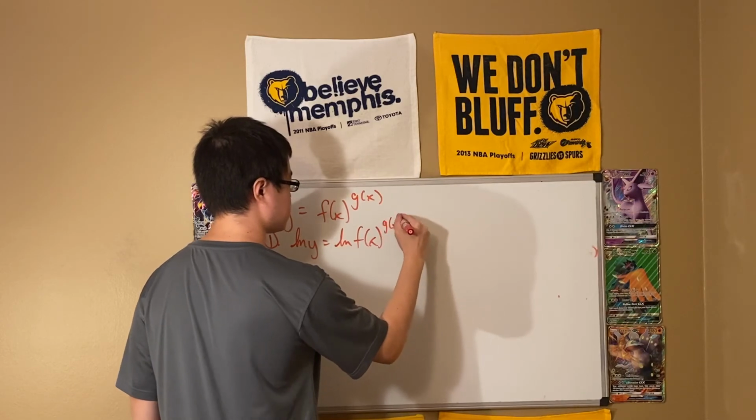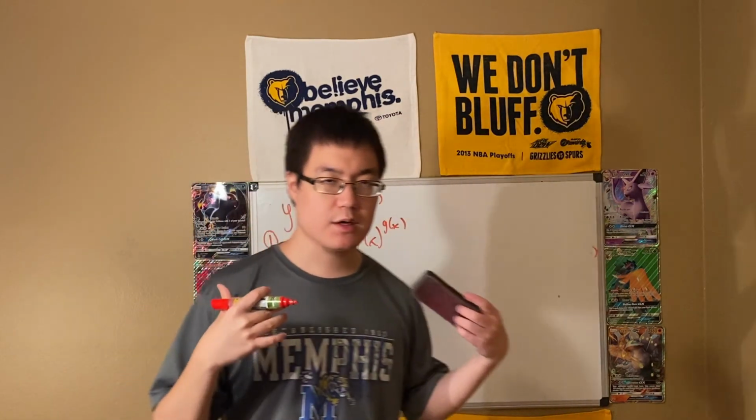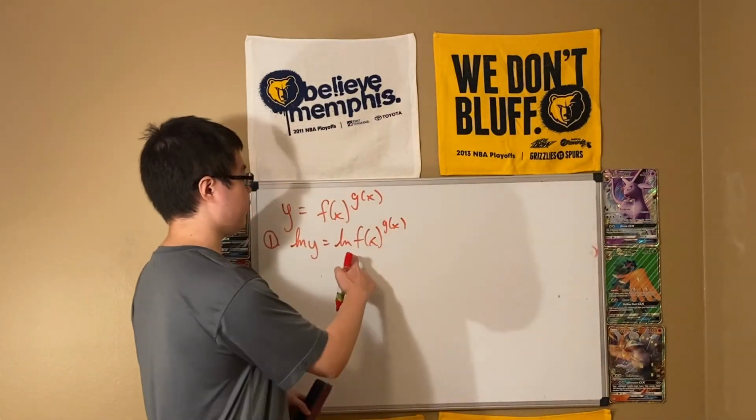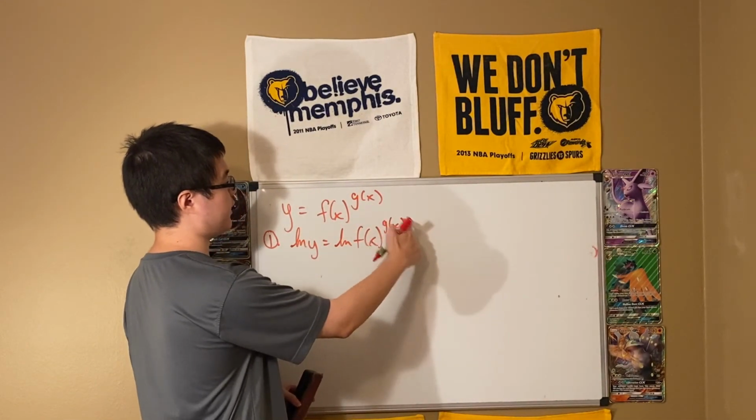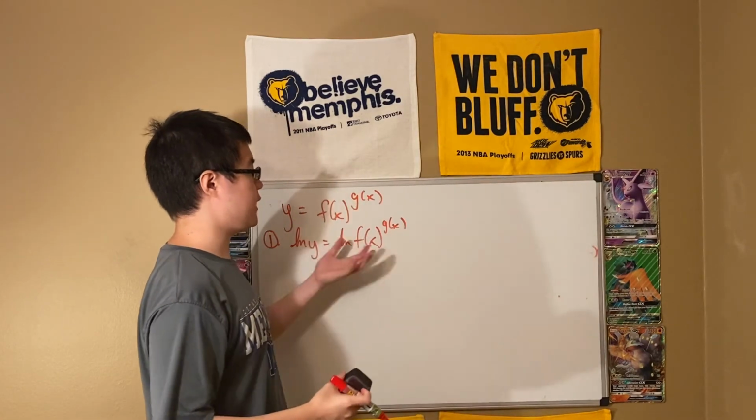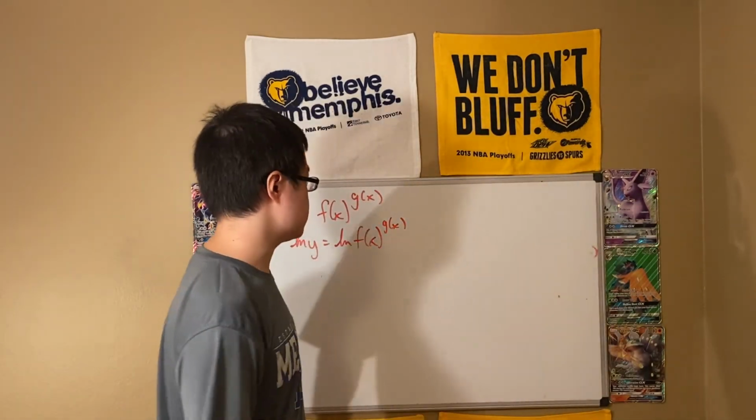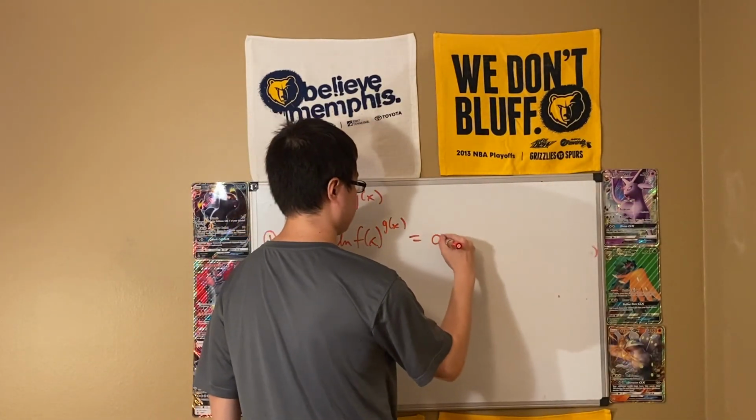And why do we do this? It's because of a log property from either pre-calculus or algebra 2. I don't know when you learn logs, but basically when you have a log of something, you're allowed to bring the exponent to the front. So taking the ln changes this weird question where x is in the base and the exponent to be a more regular question. So what we're going to do is we're just going to take it to the front.